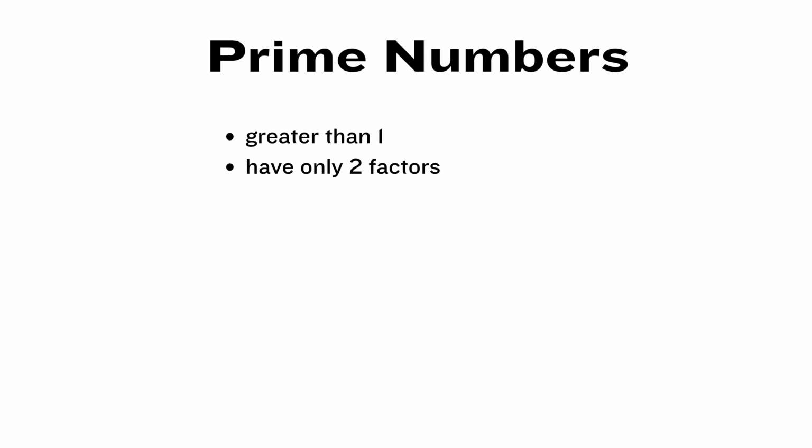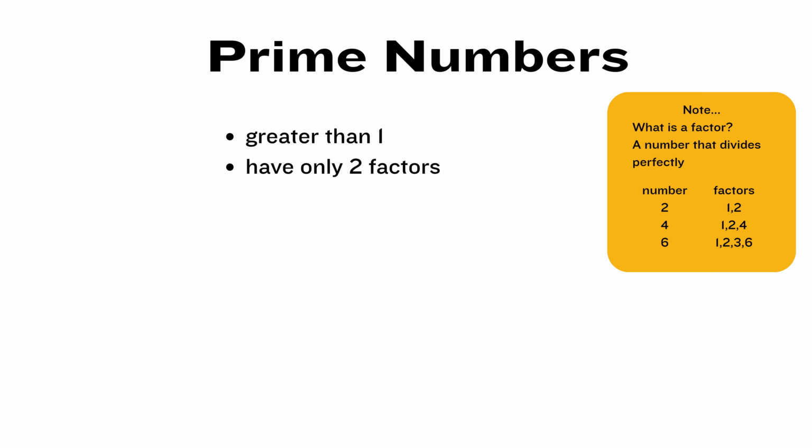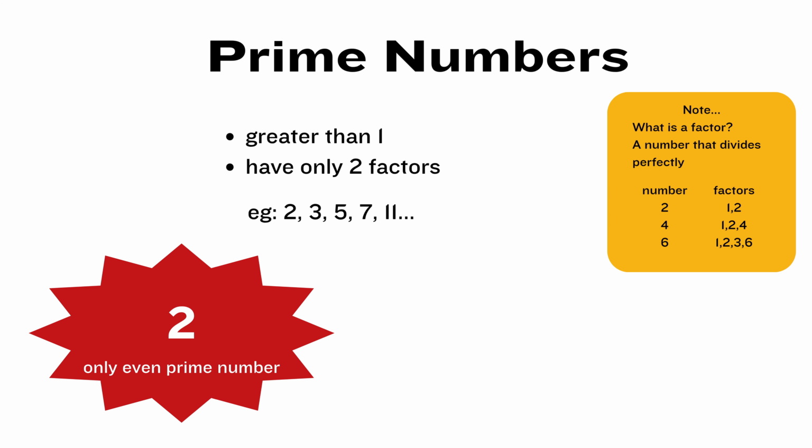Now say hello to prime numbers. Prime numbers are greater than 1 and have exactly 2 factors, themselves and 1. A factor is just a number that divides perfectly, no leftovers. These are some examples: 2, 3, 5, 7 and 11. They like to stand on their own, no extra factors to share. Did you know 2 is the only even prime number? That makes it totally unique. And guess what? Prime numbers never end. There's an infinite supply of them.